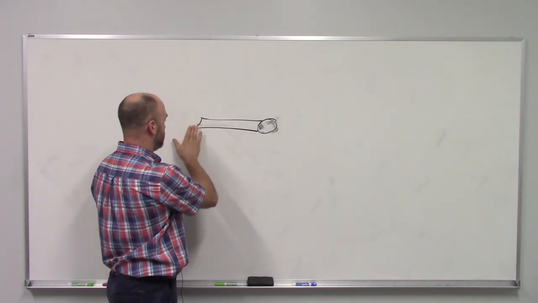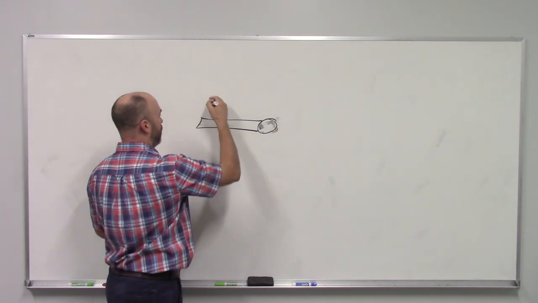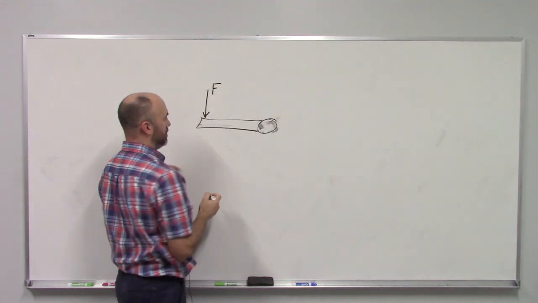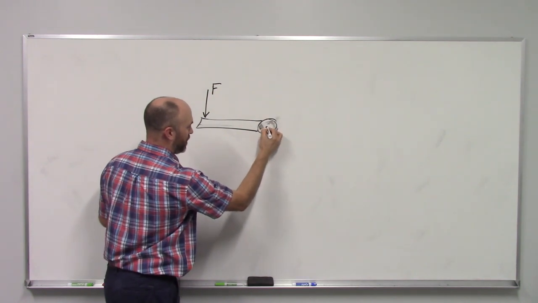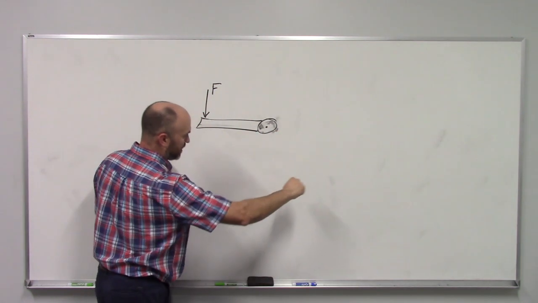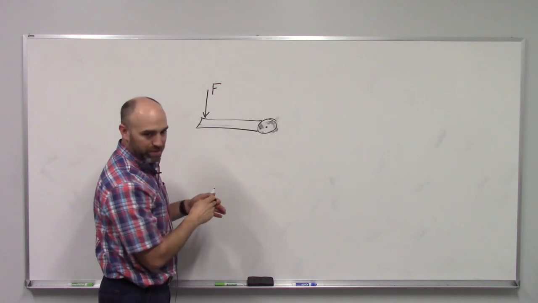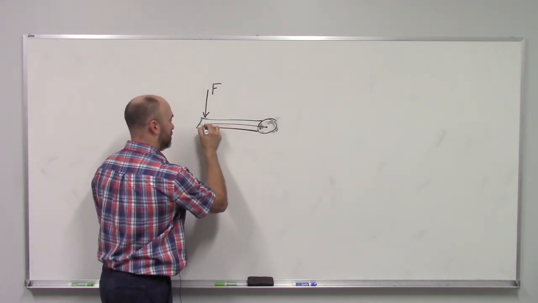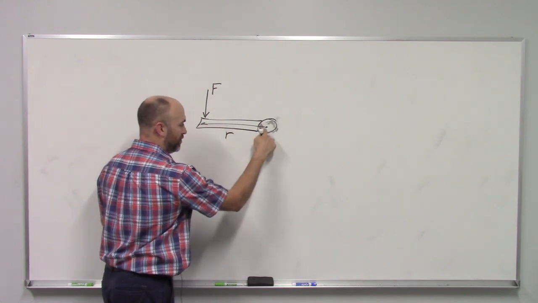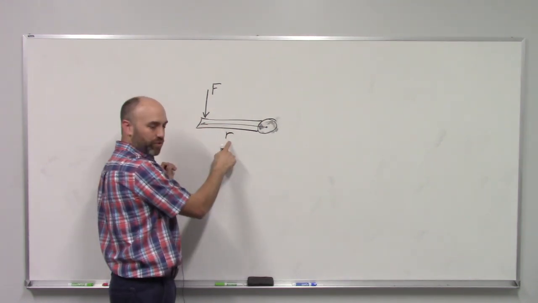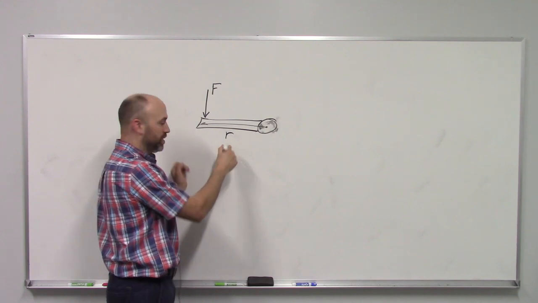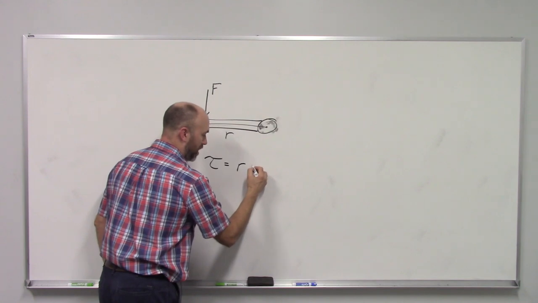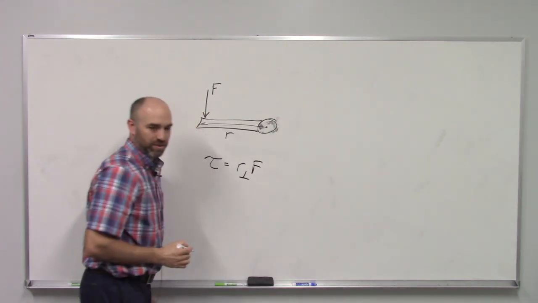And so what you do here is you apply a force here. And so from the pivot point, you're going to turn this thing and take off the nut here. And so the distance from the pivot point to where you apply the force is called the radius. So that torque is equal to the radius times the force, but they have to be perpendicular.